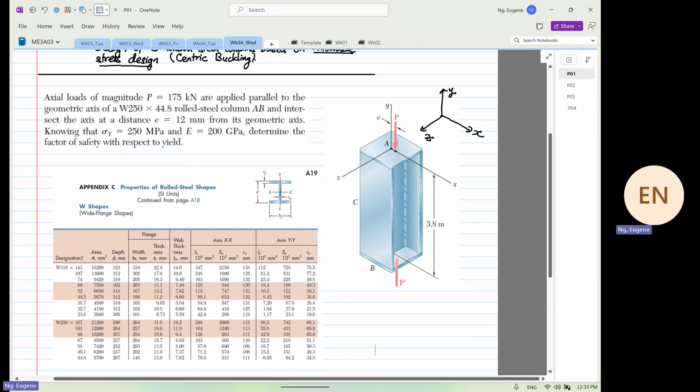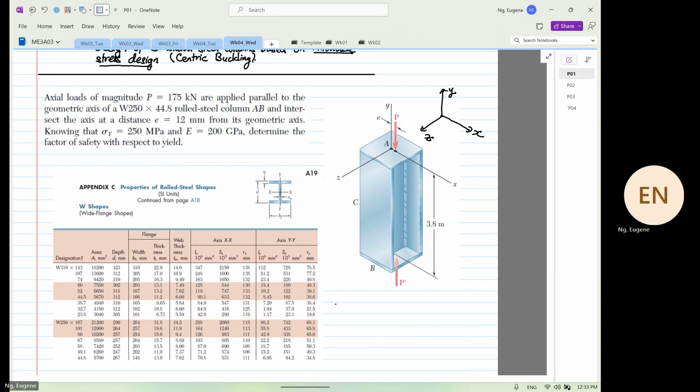So we know that we have a Py, which is equal to 175 times 10 to the power 3 Newton. And it is applied parallel to the geometric axis of the W250 by 44.8 rolled steel column AB, and intersects the axis at a distance e equal to 12 millimeters. So you look at the distance e over here, you can see that there is an offset. Okay.